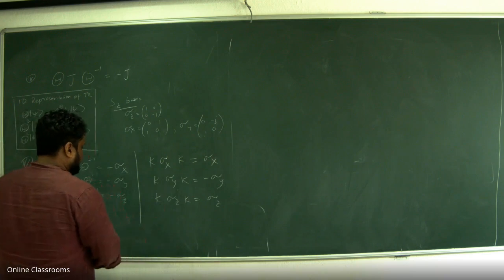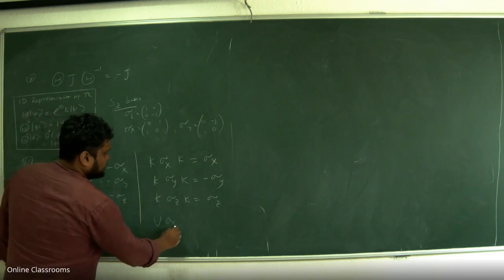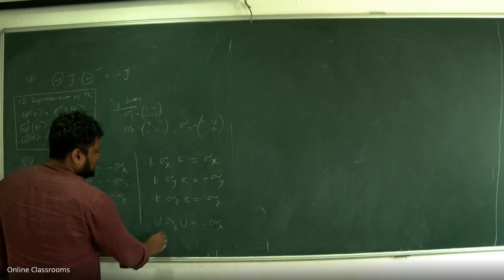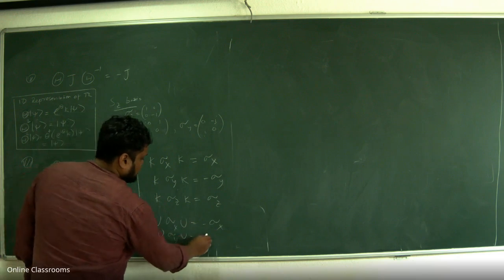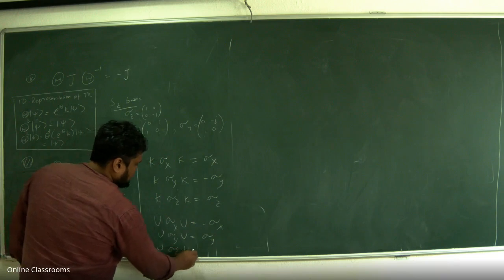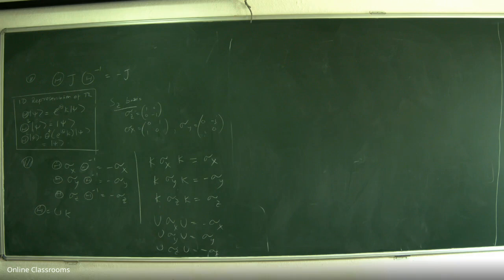So I demand the following. The U should do this. U sigma X U must make it sigma X, U sigma Y U sigma Y, U sigma Z U minus sigma Z. So what could be a U which does this job? Which U will do that? A sigma y, right? A sigma y will do that.